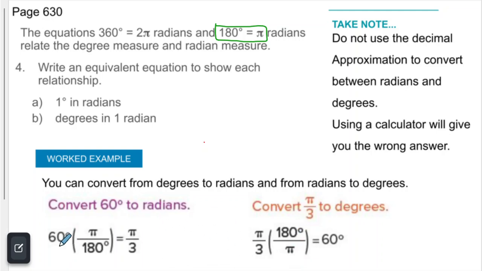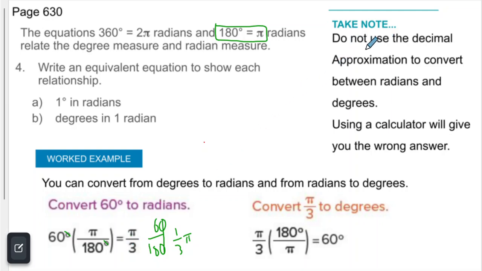For this worked example, I want to get degrees to radians. So I have to put my degrees on the bottom, so the degree symbol cancels out. Then I take 60 over 180. I can cancel those zeros out, and I can see that 6 goes into 18 3 times, so I get 1/3 pi, or just pi over 3.